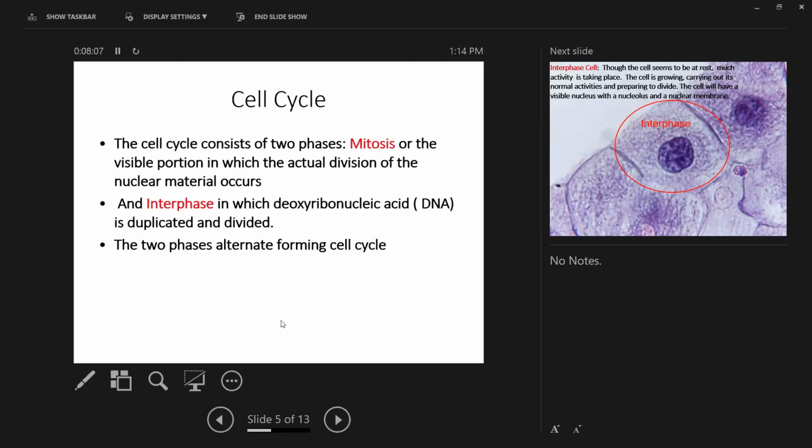When the cell is busy being a cell, doing cell things, absorbing nutrients, growing more bone, sending signals, releasing hormones, things like that. The whole time a cell is busy being a cell is interphase. Now we will duplicate our DNA in interphase, but that's as we get near the mitosis stage. But we spend most of our time as a cell in interphase.